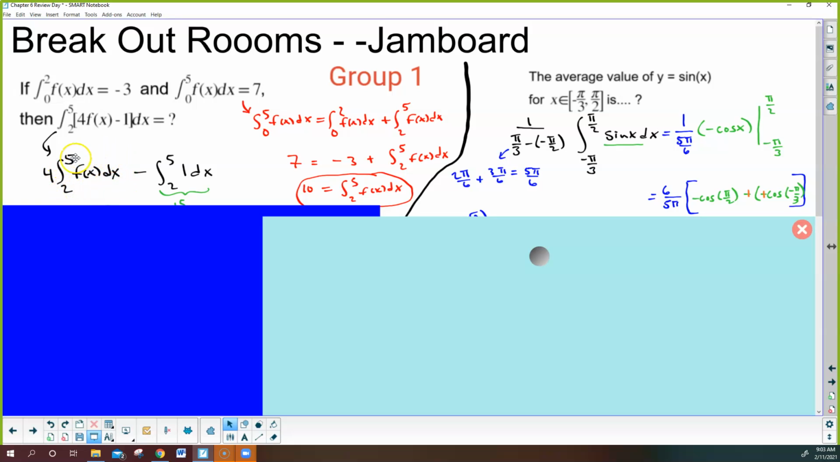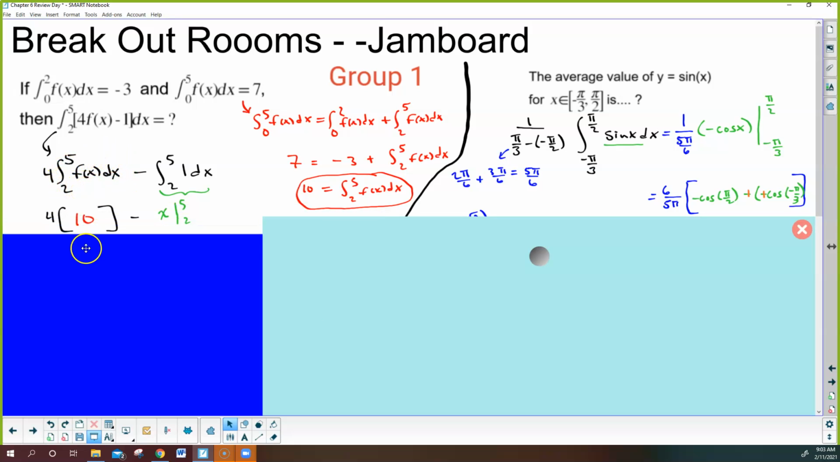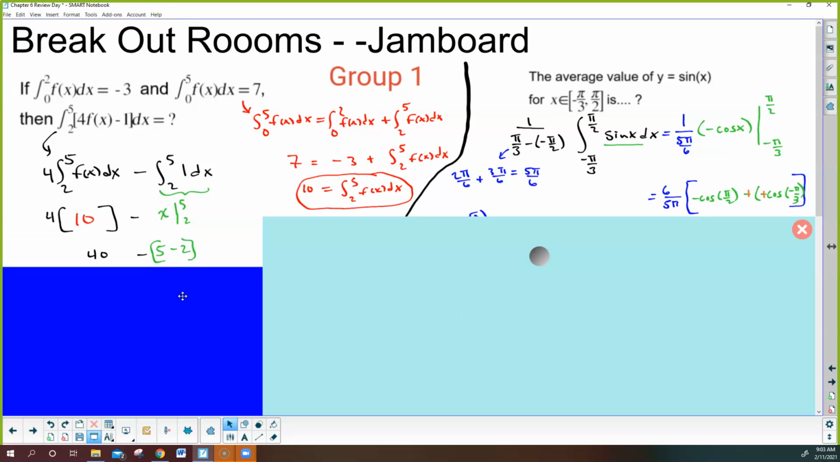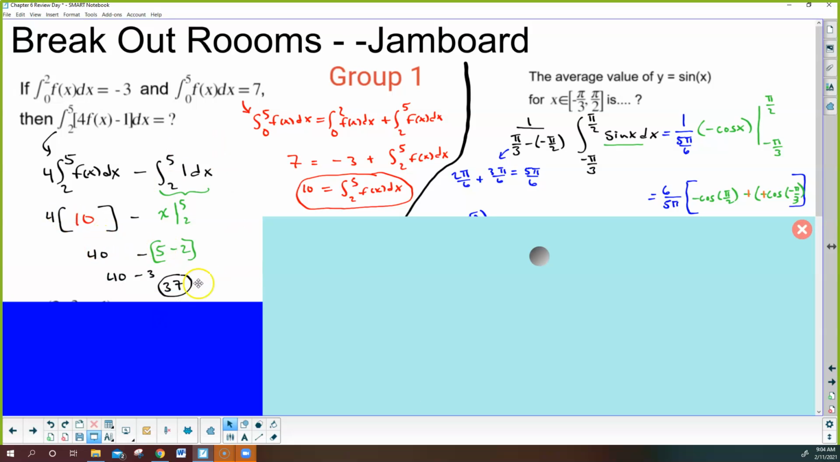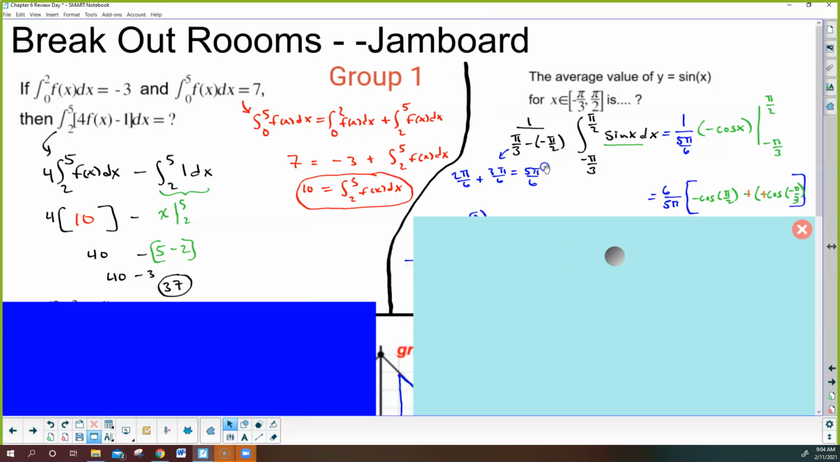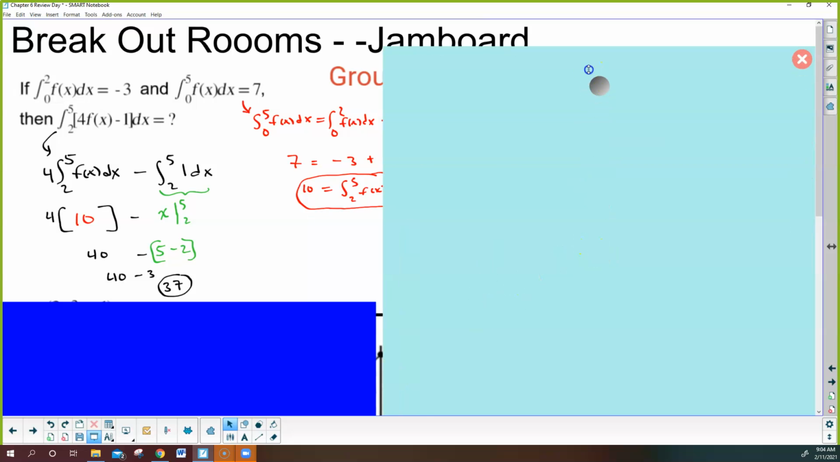So this piece is 10, and then we're going to multiply that by 4, because the 4 is a common multiplier. And then we have to deal with this part. What is the integral from 2 to 5 of 1? Well, that's where we actually have to find the antiderivative. So whose derivative gives me 1? It's x. Then we evaluate it from 2 to 5. So 5 minus 2 is 3, 40 minus 3 is 37. So the overall answer for that one is 37.